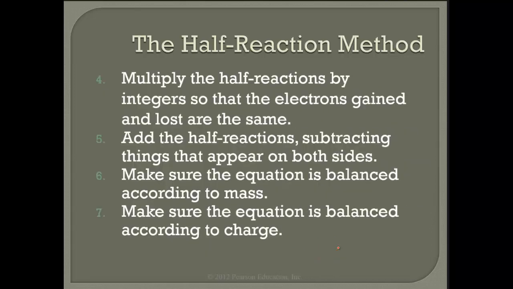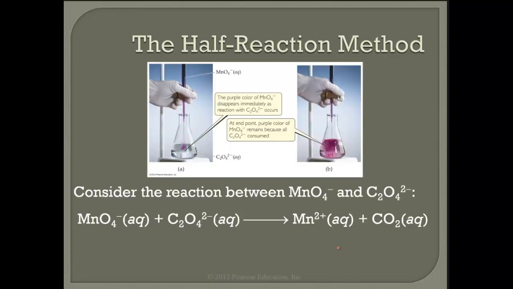Multiply the half reactions by integers so that the electrons gained and lost are the same. Add the half reactions, subtracting things that appear on both sides. Make sure the equation is balanced according to mass. In other words, the atoms. Make sure the equation is balanced according to charge. Alright, so let's go through this slowly, step by step.